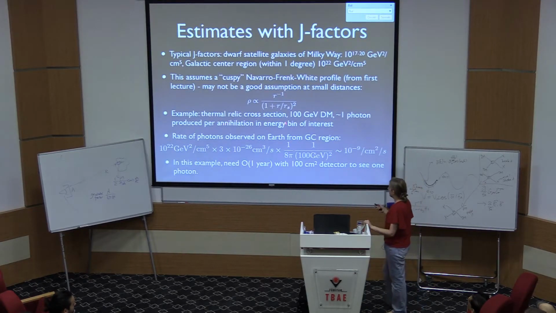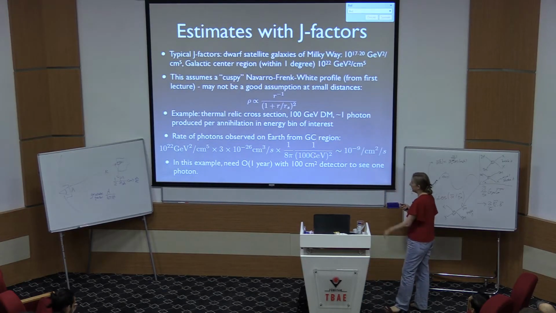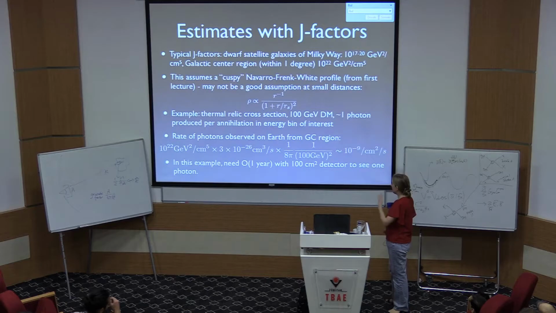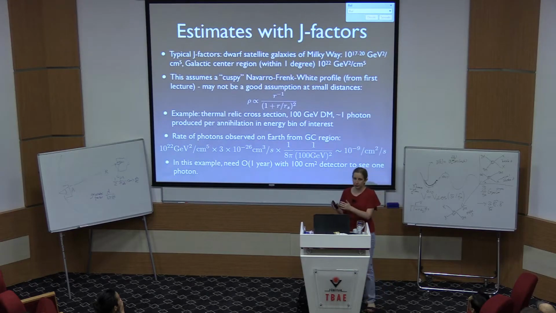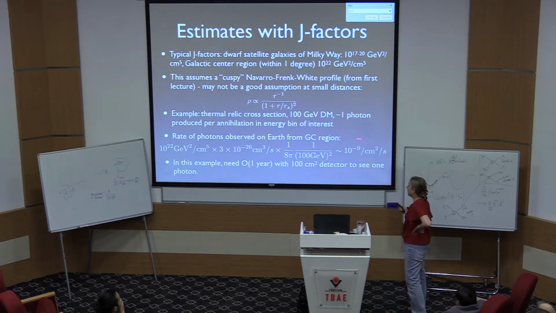So let's take an example with these numbers. Suppose you have 100 GeV dark matter with the thermal relic cross-section that we worked out yesterday, and each annihilation produces around 1 photon in the energy bin that we're looking at. That's pretty conservative. If I produce a lot of hadrons and then they shower, I can easily get 10 or 20 photons in the energy bin I'm looking at. But let's start with that.